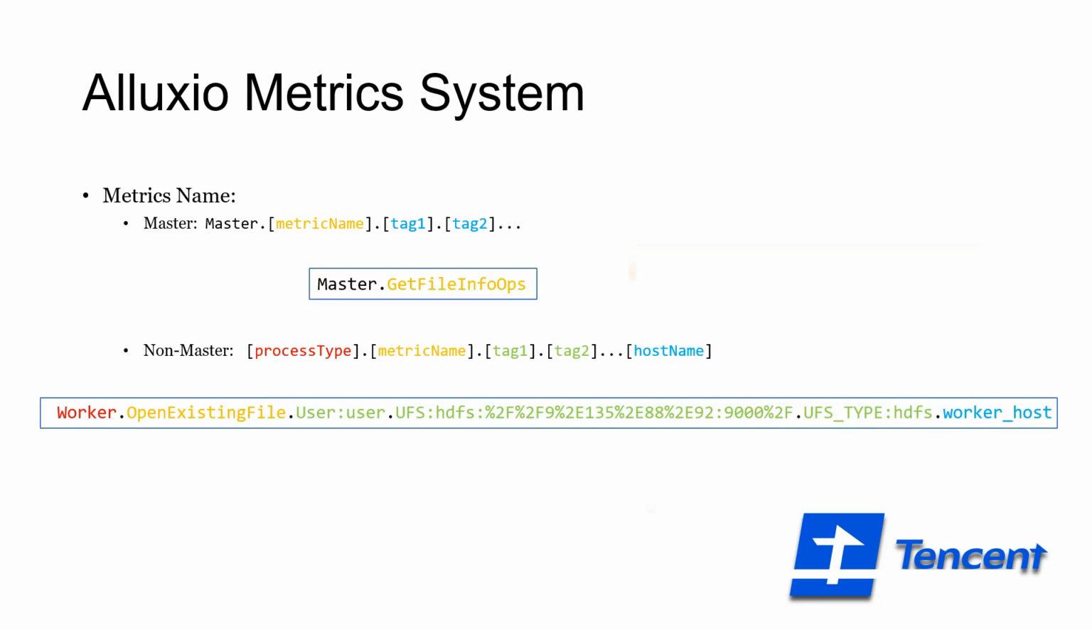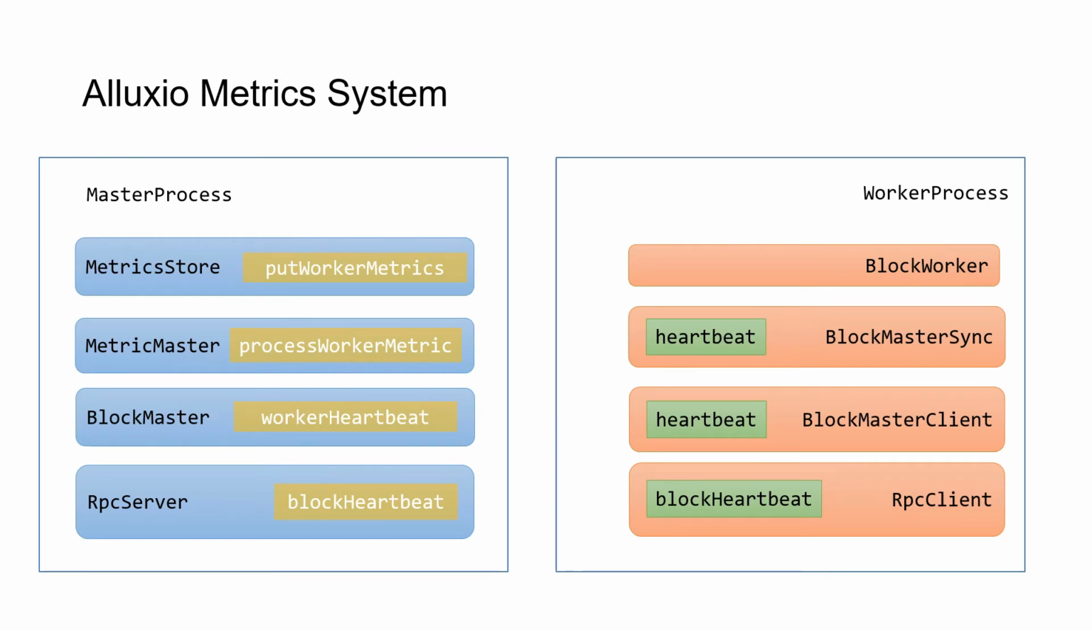Another point I think we could focus on is the flow of metrics. Since the master needs to collect metrics from workers and clients to calculate the cluster metrics, the clients and the workers need to report their metrics to the master. This diagram shows the flow of metrics from worker to master. Workers and clients send the metrics data to the Alluxio master through heartbeats. The block on the right is the worker process, and the left is the master process. That's from right to left.